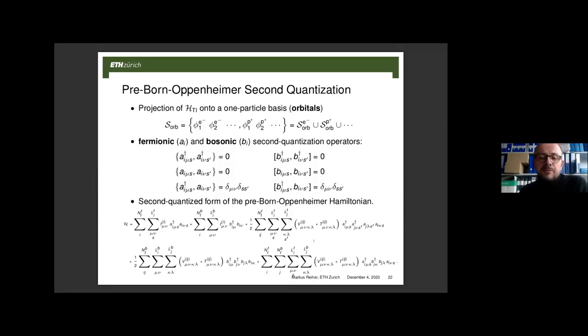The full Hamiltonian in second quantized form for the pre-Born-Oppenheimer calculation you see here below. It looks a bit intimidating, but in fact the structure is as for the second quantized electronic Hamiltonian. For instance, you have these typical 1 electron terms, but then you have 1 electron terms for the bosonic part. Then you have the interaction part for the fermions. You have an interaction part for the bosons, and you have a mixed part. So that can be done.